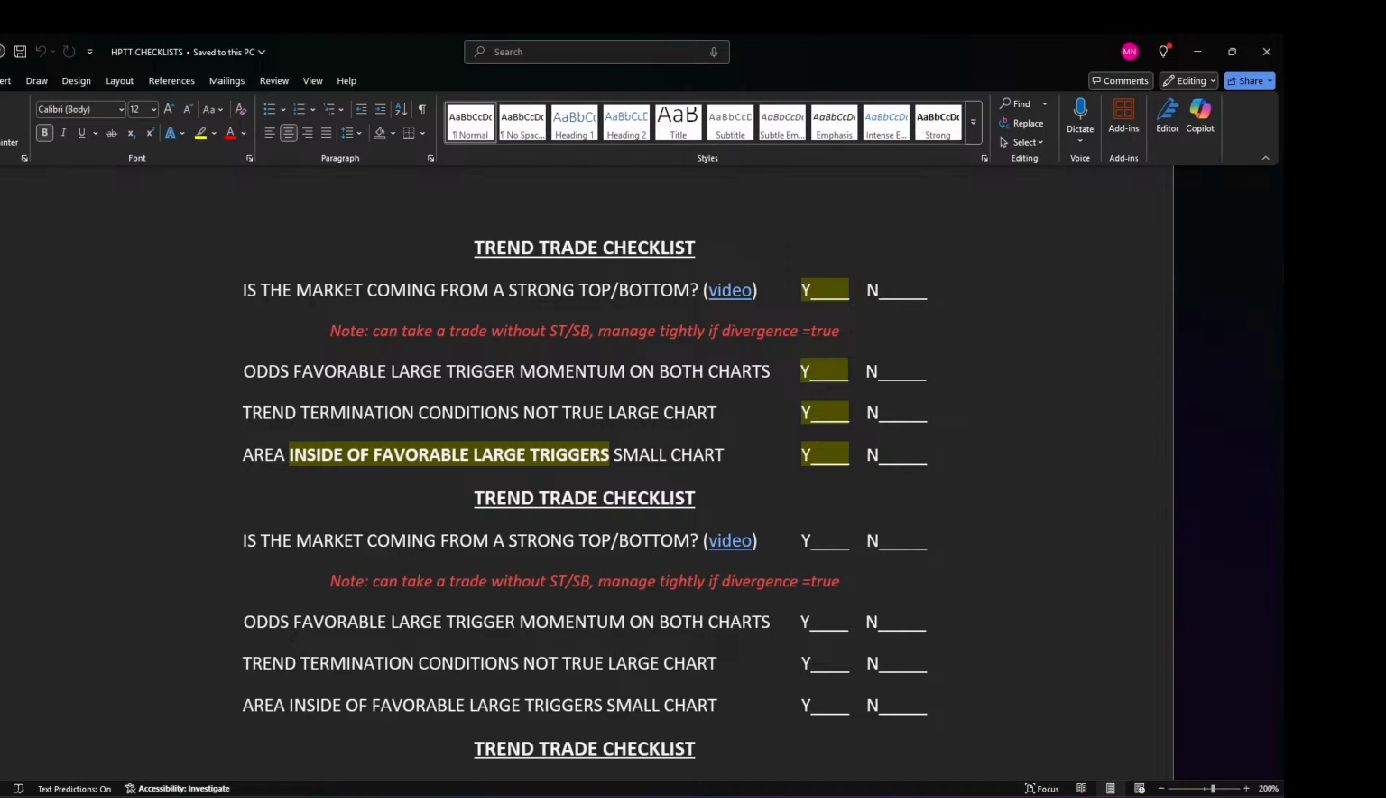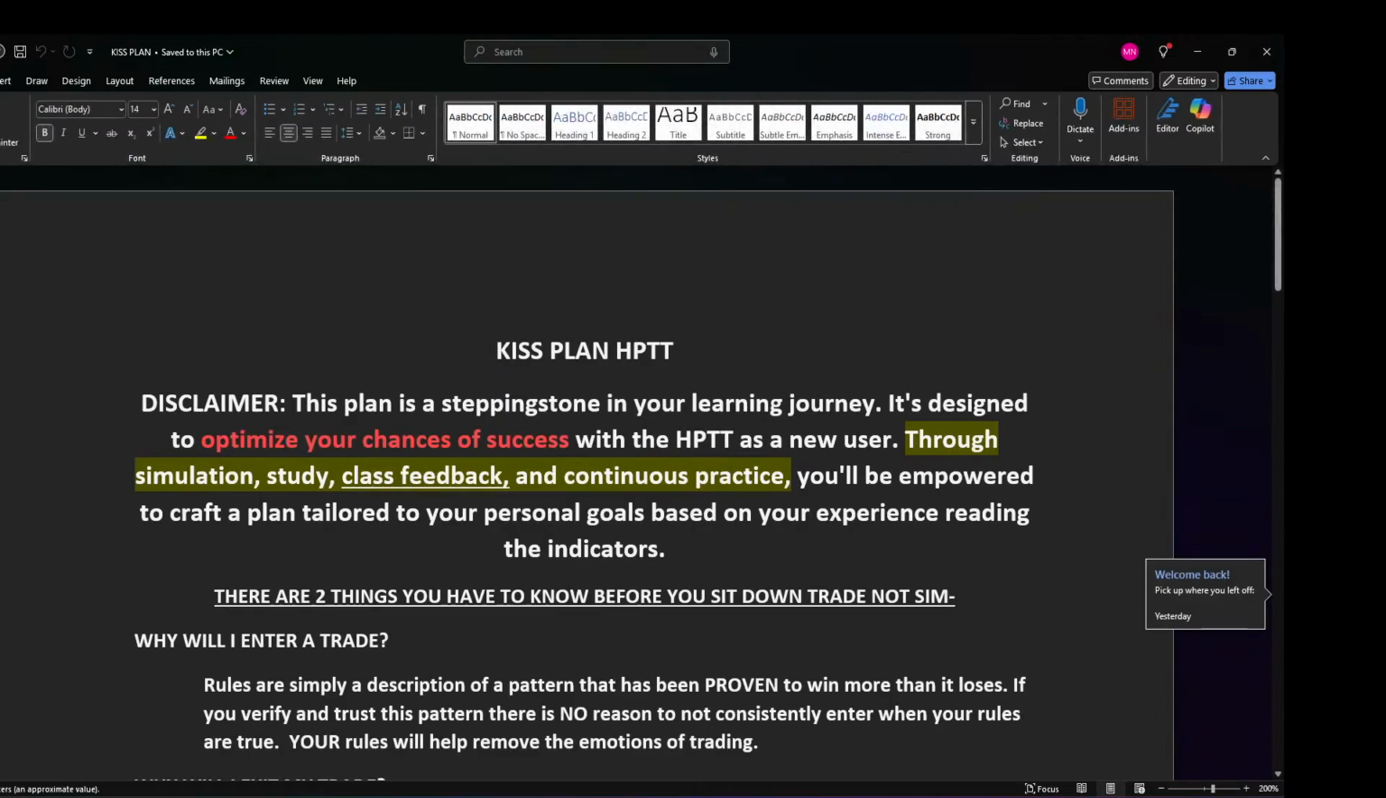Following this simple checklist, guys. Following this plan. The KISS plan. And you're going to get this as well, guys. The KISS plan is a stepping stone in your learning journey. That's it. This is the beginning, the alpha. This is the trade. Here comes your nickel run that teaches you to see the other trades. So this is just the beginning, and it's designed to optimize your chances of success with a high probability trend trade as a new user.